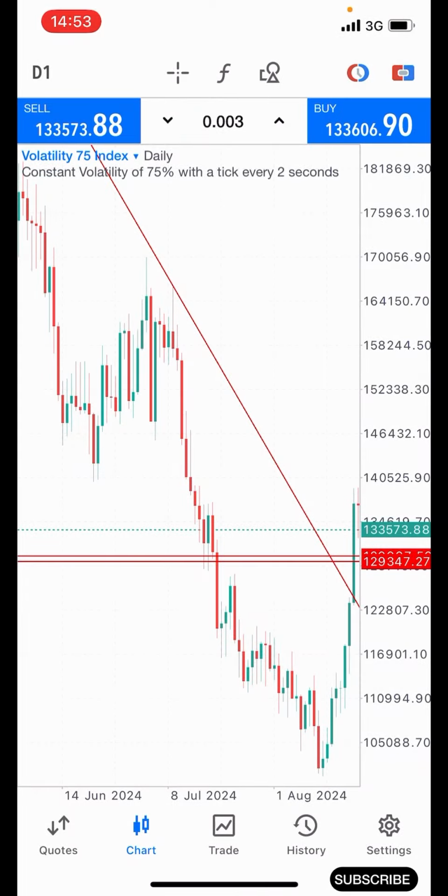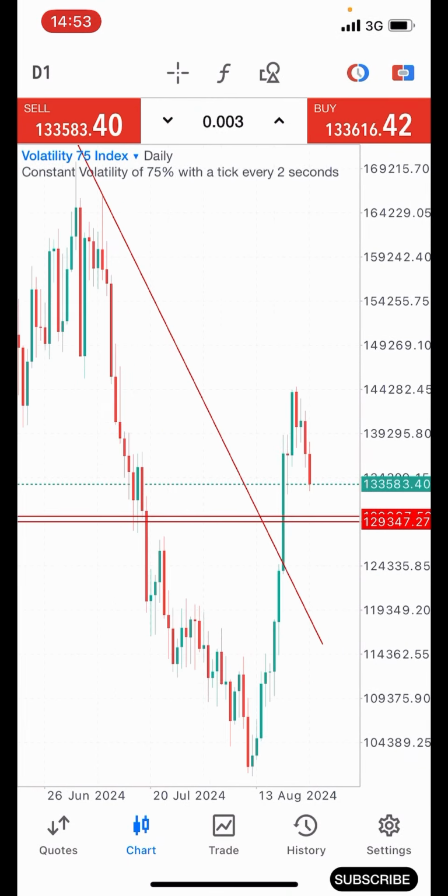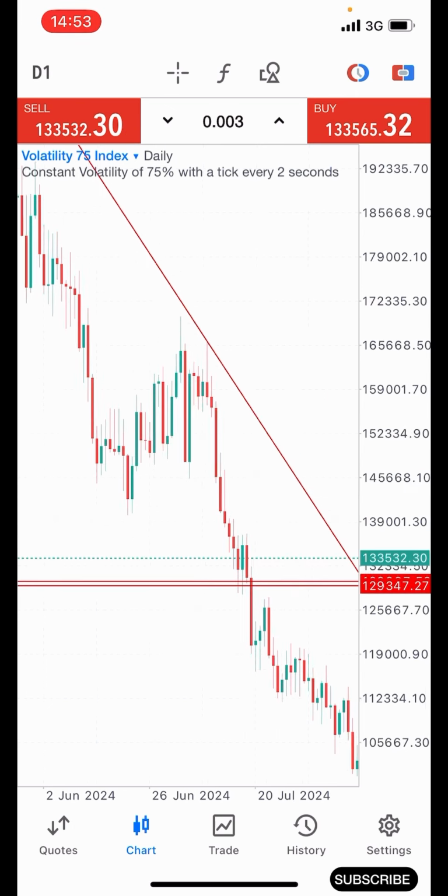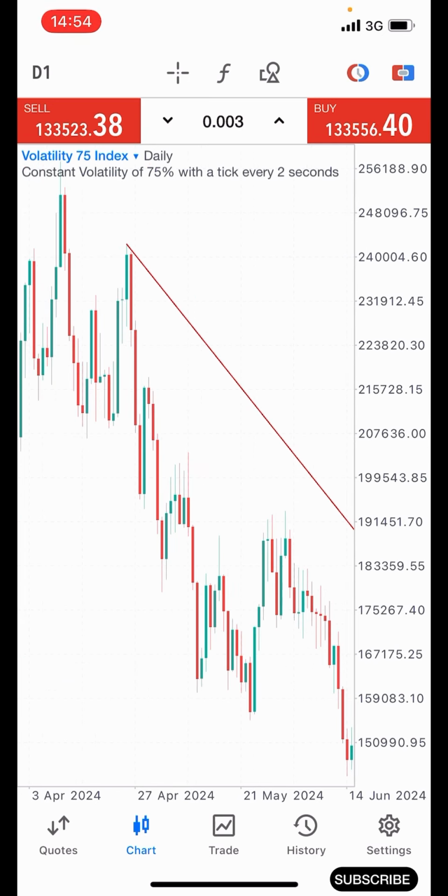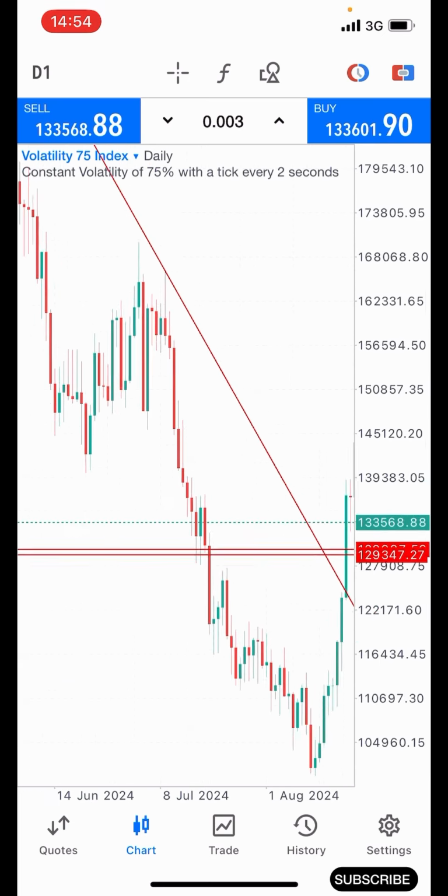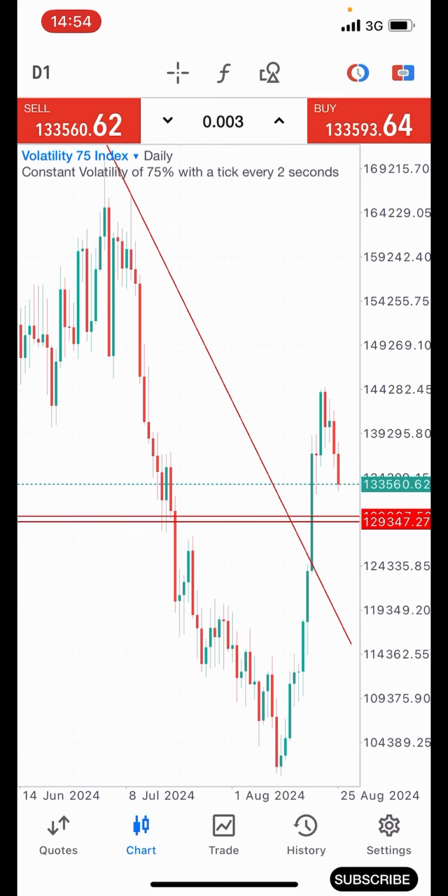Alright guys, as you can see, we are in the daily time frame. This is how I was able to catch that buy entry on the 15-minute time frame. On the daily time frame, I saw that price has just broken above the overall trend of the market, which was previously a downtrend.